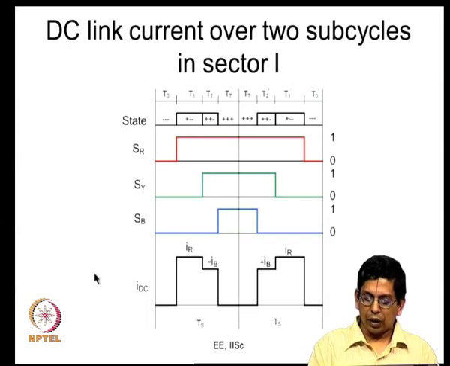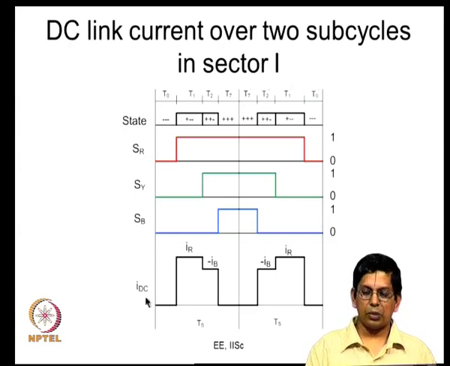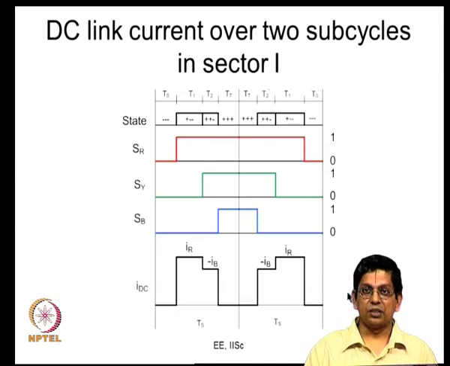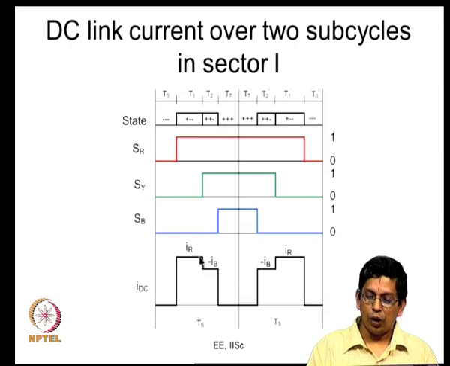So, if you look at it over a 60 degree interval or much longer, you will see this current. If, let us say, we are talking of a unity power factor load, then your current and voltage are in phase. The voltage is in sector 1, it has already crossed the 0, its positive peak. So, the current would have also crossed the positive peak.